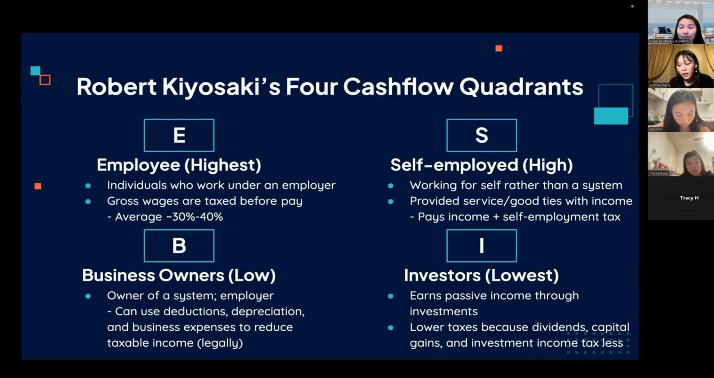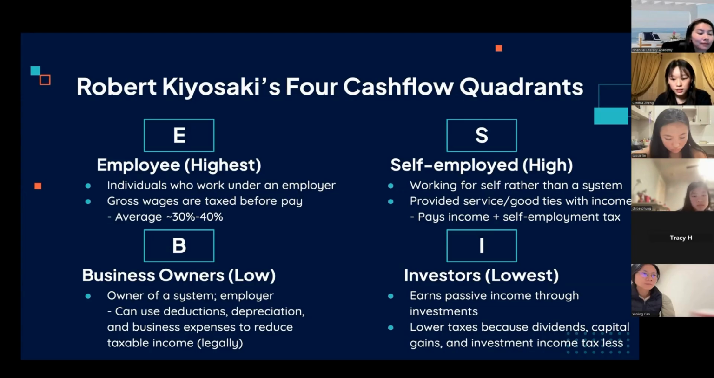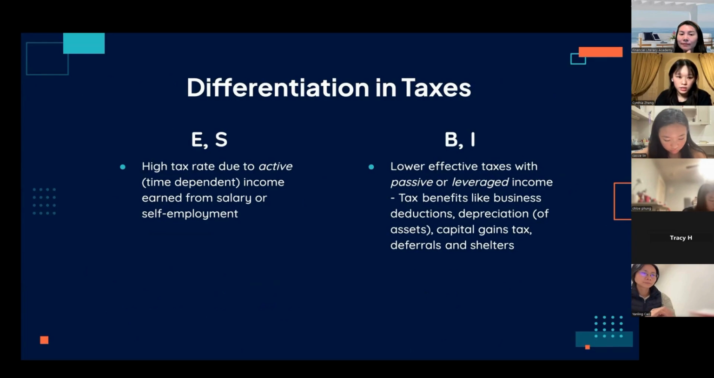And then the lowest in tax is the investors. They earn passive income through investments, like dividends, capital gains, and investment income, instead of active income. And to differentiate these taxes, we have another slide here.